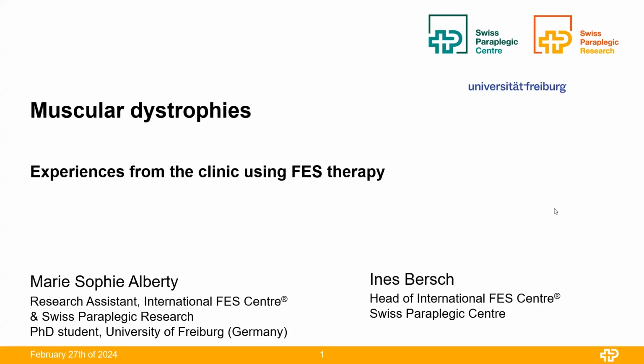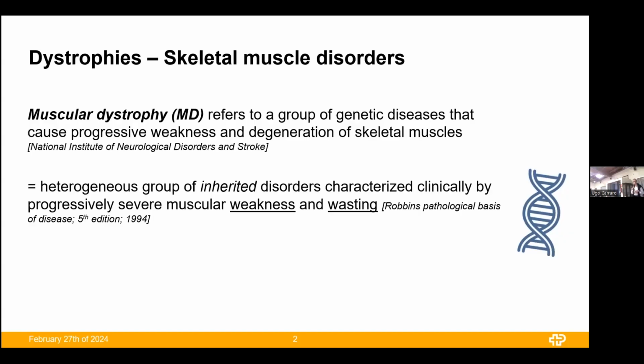So first of all, I would like to explain what muscular dystrophies are. It refers to a quite heterogeneous group of inherited disorders that are characterized by severe muscle atrophy, but also muscle wasting. So we have a loss of quantity of muscle, but also the quality of the muscle is reduced.